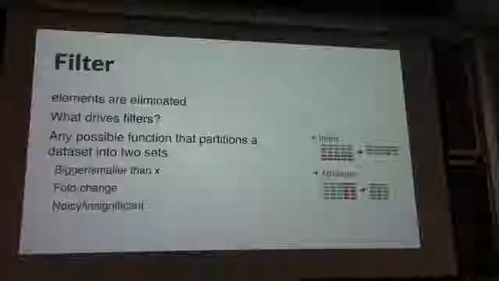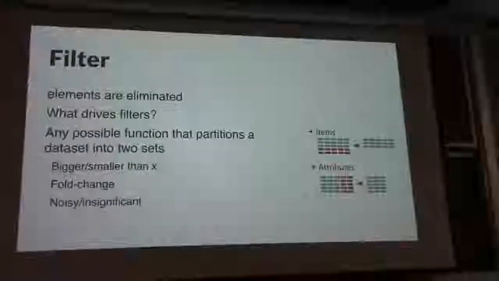So, filtering is really like both of those ideas are really about dealing with large data to some degree. Filtering is about reducing items based on some criteria or reducing attributes, and aggregation is about summarizing items or attributes. So we'll start out with filtering.